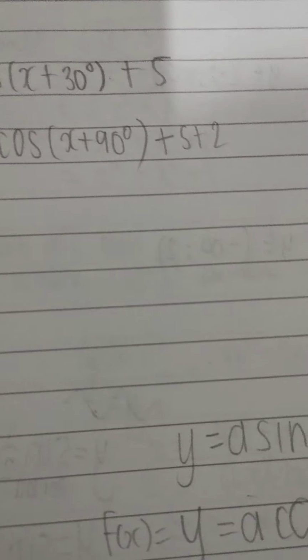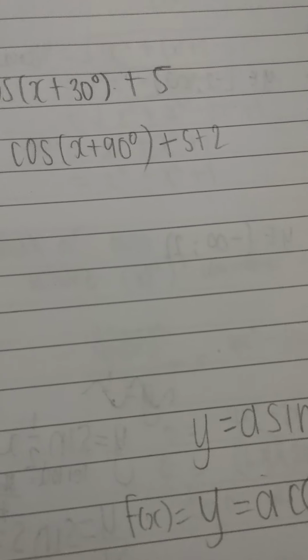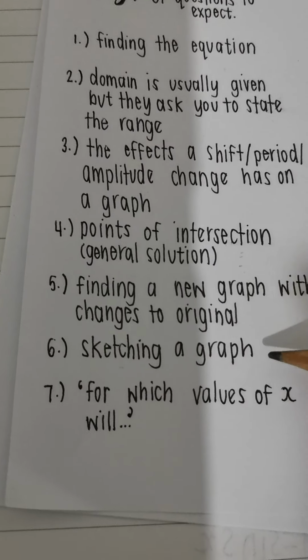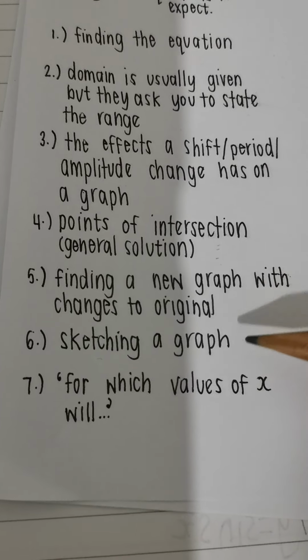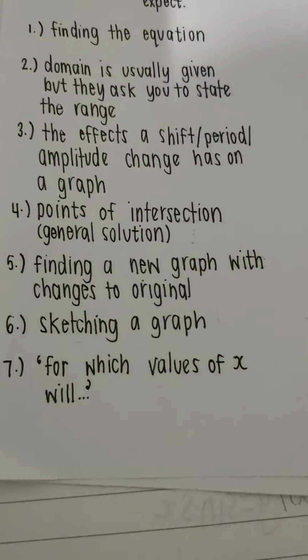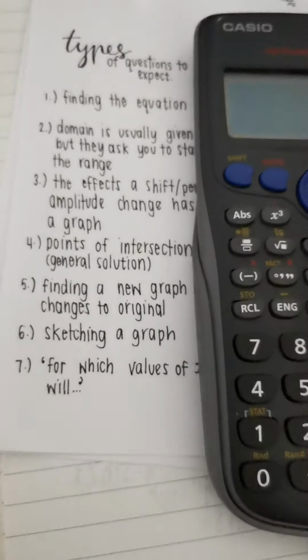I might have made a mistake on what I said, but you understand the concept of what we're doing. That's what you need to know how to do. The next thing you need to know how to do is sketching a graph. So really quickly, I know I said I'm almost done. I promise I'm almost done.